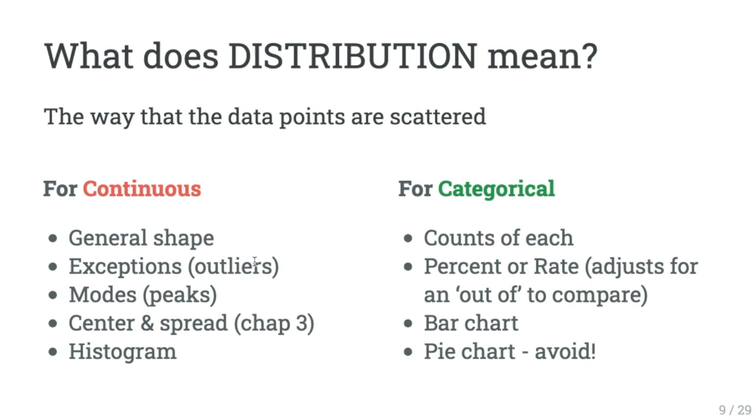For categorical variables, we're going to look at counts of each. So generally it's not going to be a general shape, but instead we're going to talk about the counts of each level. You'll also want to use things like percent or rate. Those can be really useful to understand where values are really high or really low.